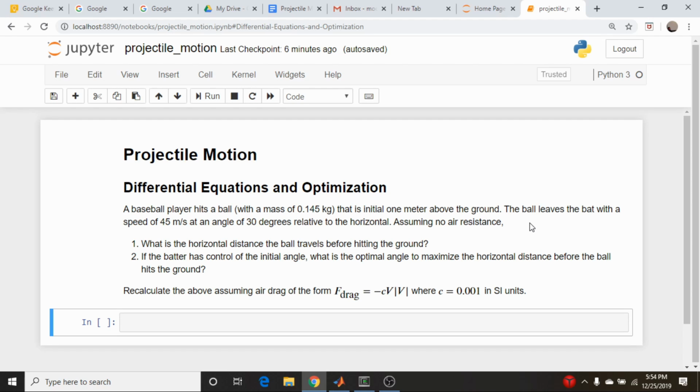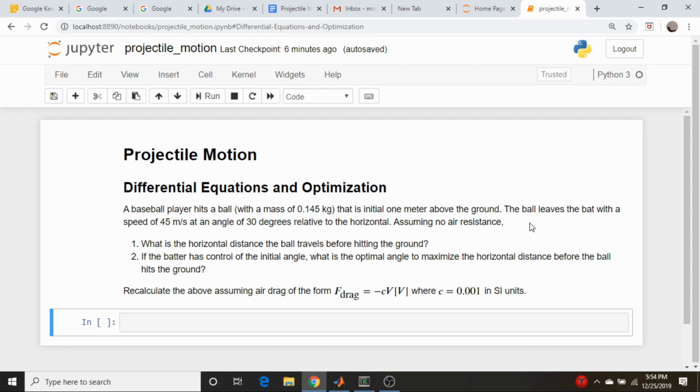Question one: how far does it travel in the horizontal direction before it hits the ground? And question two: if the batter has control over the angle at which the ball leaves the bat, relative to the horizontal, what's the optimum angle to maximize that horizontal distance traveled?